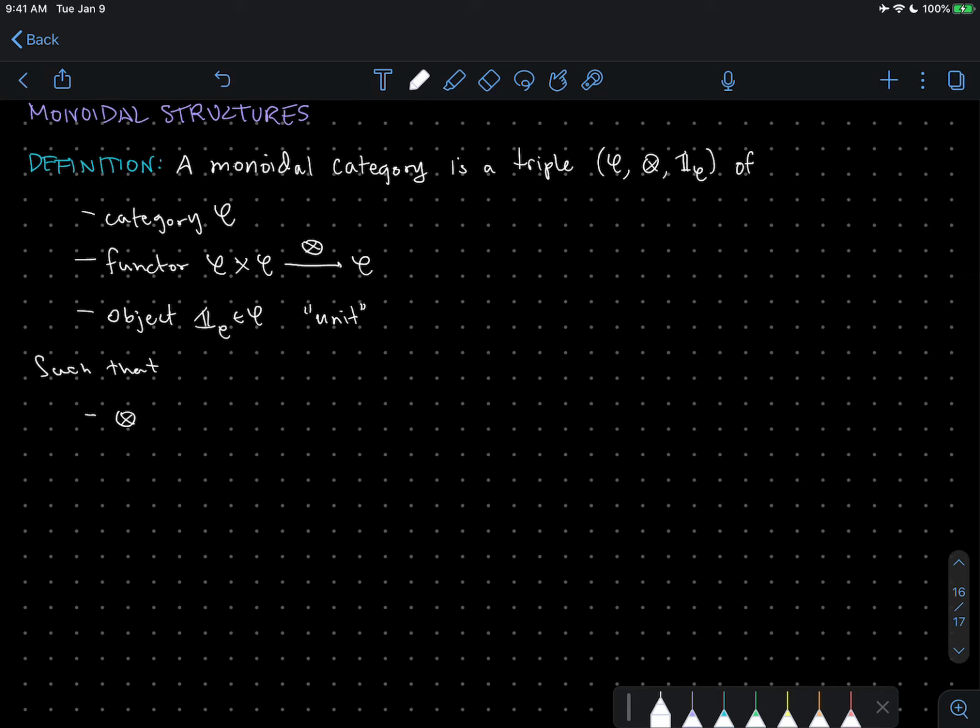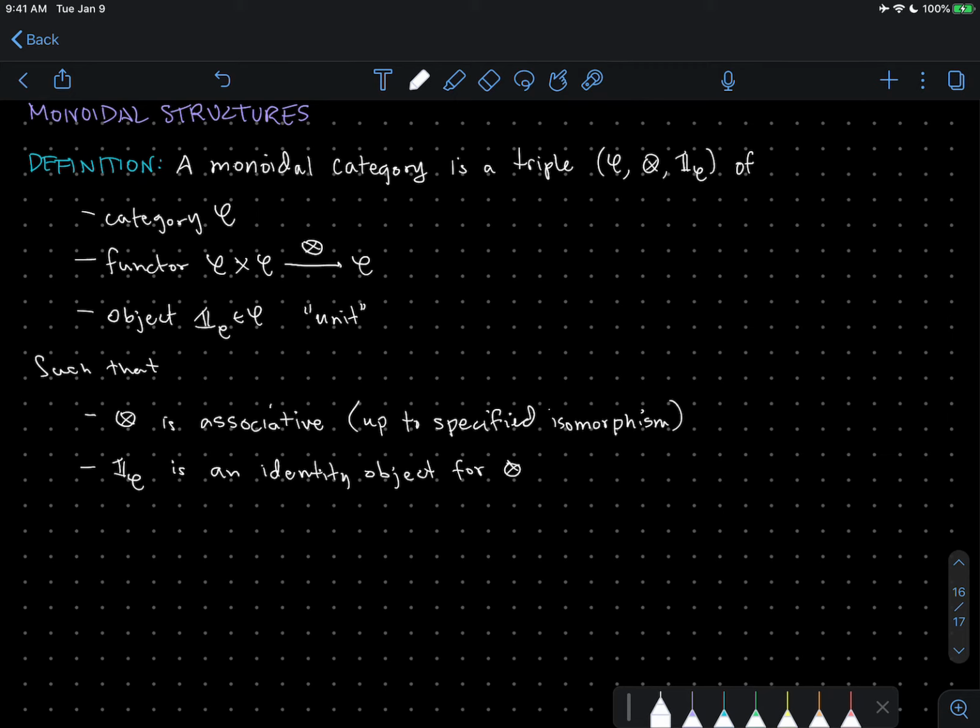So the tensor product, we call it, is associative, but really only up to specified isomorphism. And the unit object is an identity object for tensor, and again, sort of up to specified isomorphism.